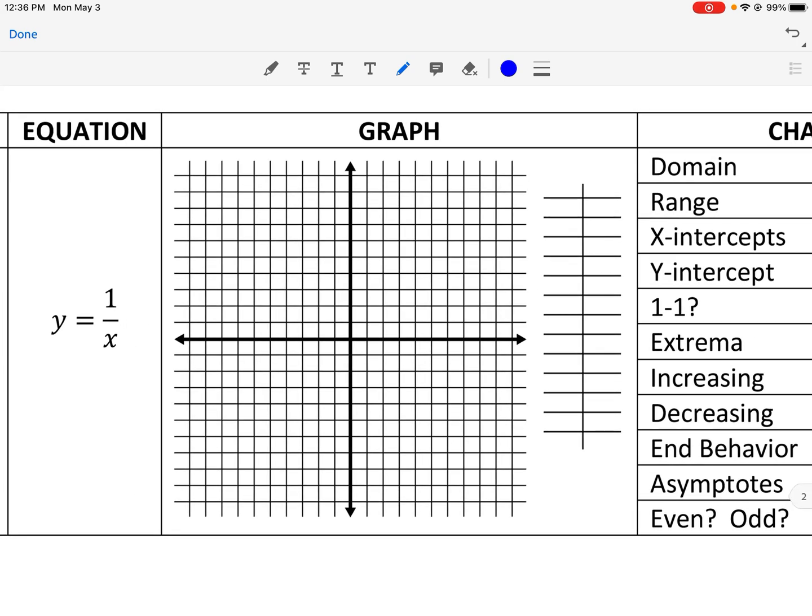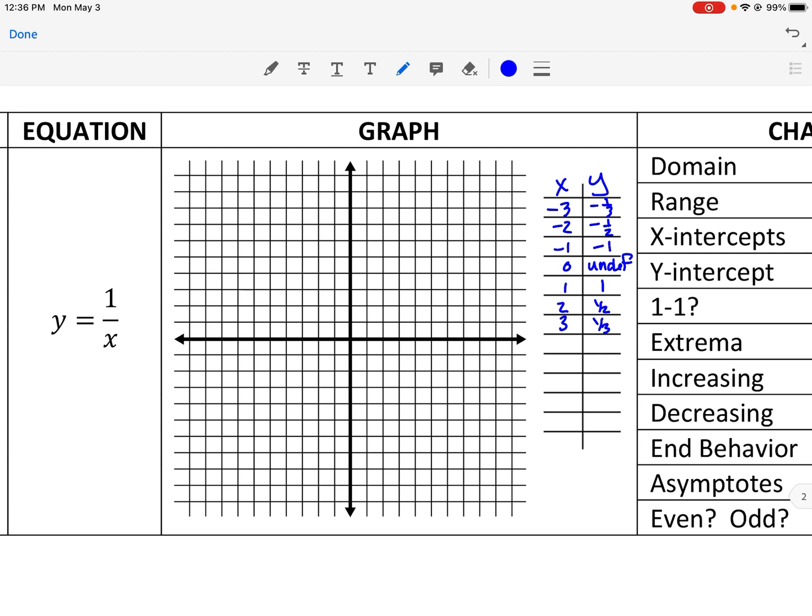So y equals 1 over x. So get some x and y values here. So I'm just going to do a few, and I'm going to plug those in. So what if I plug in a -3? I get -1/3, -1/2, -1. 0 makes it undefined, so the point does not actually exist there. So actually, we have an asymptote right there. And then if I plug in a 1, I get 1, 2, I get 1/2, and 1/3.